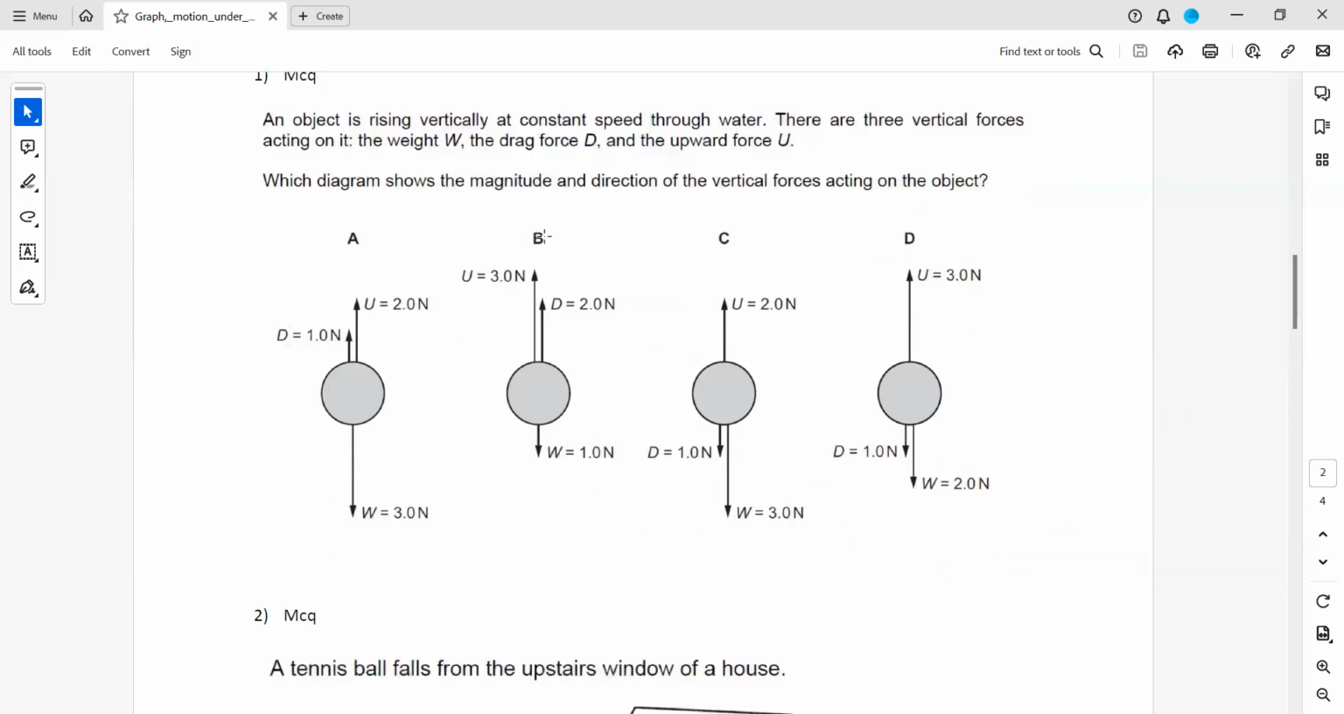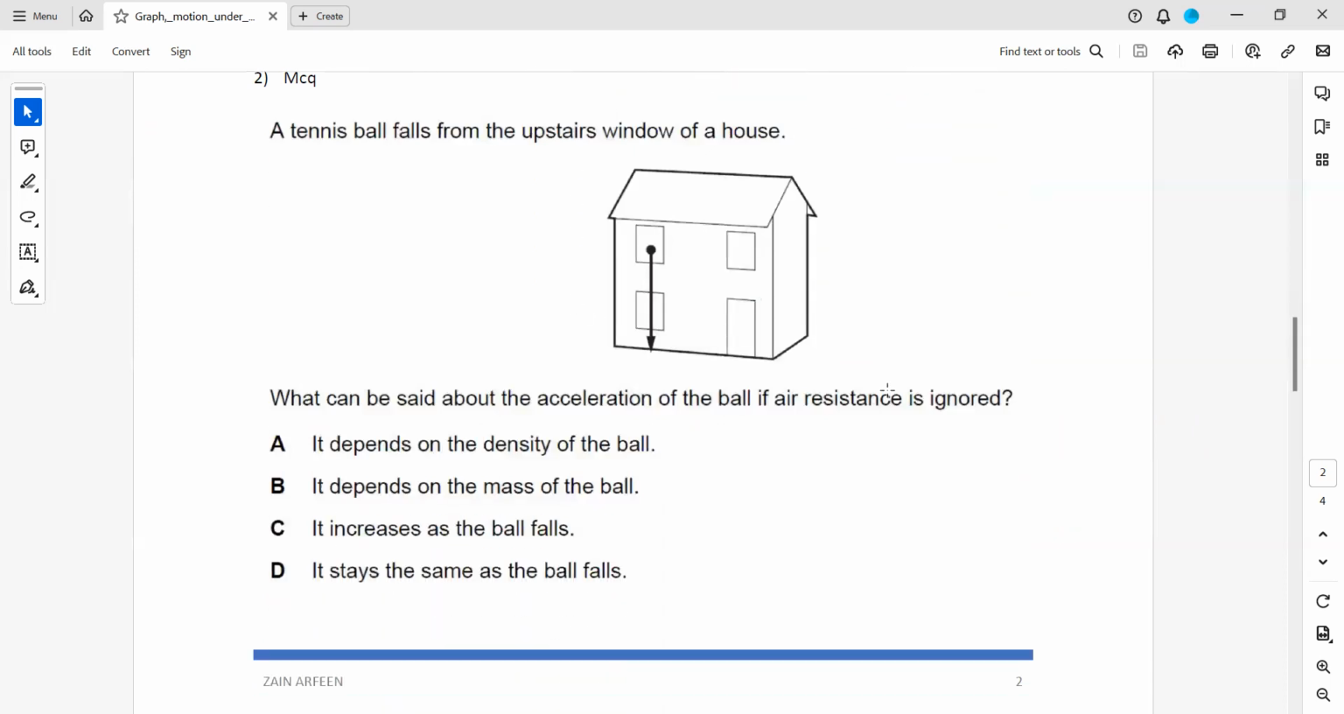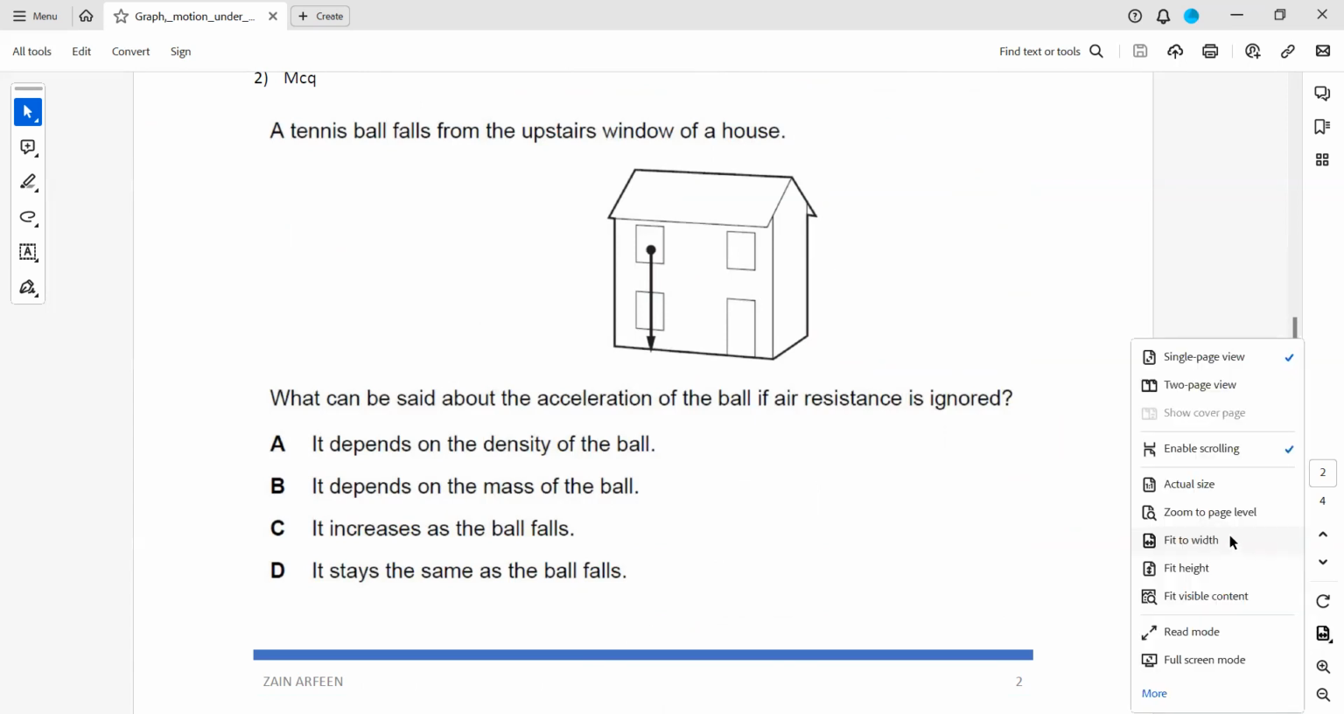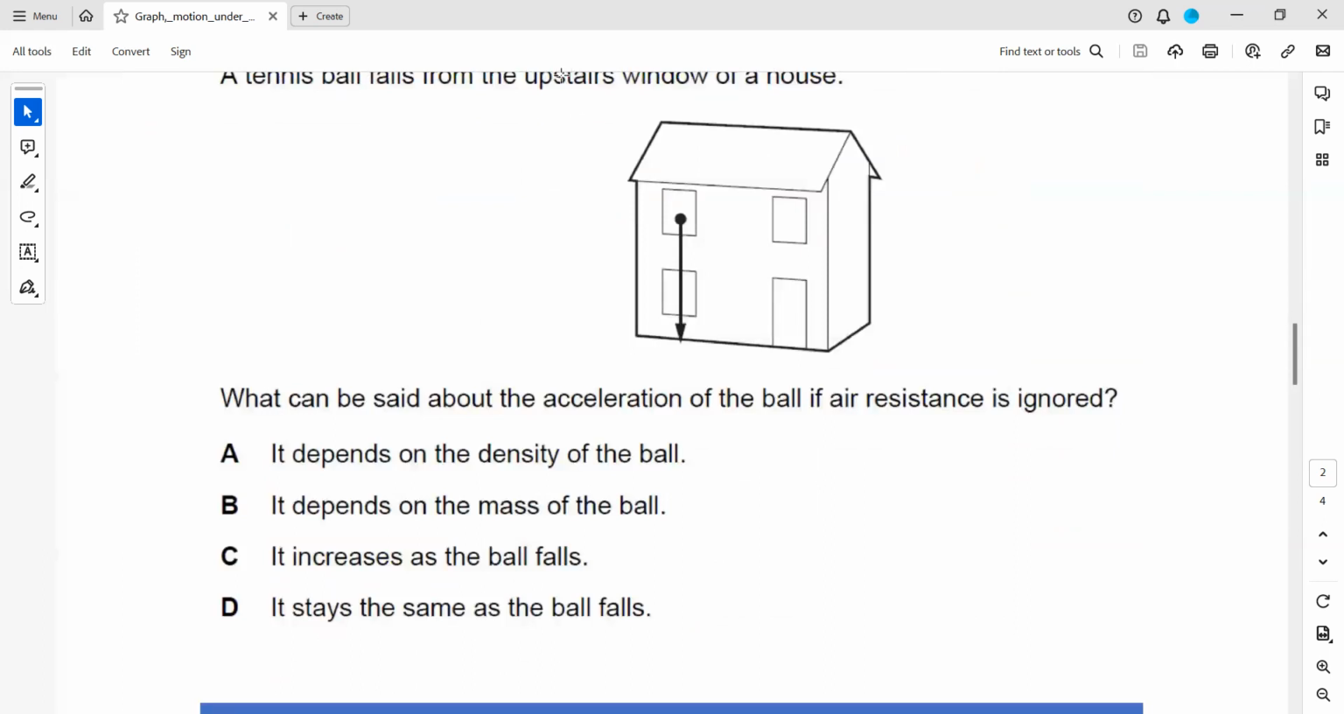Next question. Question 2. A tennis ball falls from the upstairs window of a house. What can be said about the acceleration if we ignore the air resistance? So if we ignore the air resistance, what can we say? We can say the object will have a constant acceleration. Without air resistance, the acceleration will be constant, which is 9.81 Newton per kilogram or meter per second square.